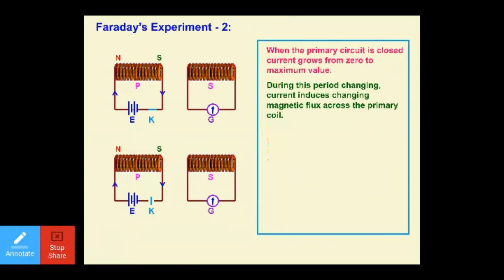Because it is moving from 0 to the max, you can simply encounter here, dear students, that there is a change from 0 to the max. It means there is a change. So whenever there is a change, you find the development of the current. That is why you just observed that the galvanometer was deflected towards the right when the key was on.